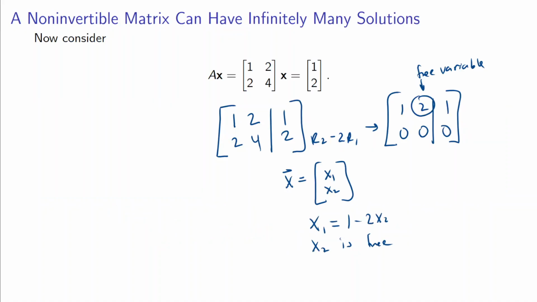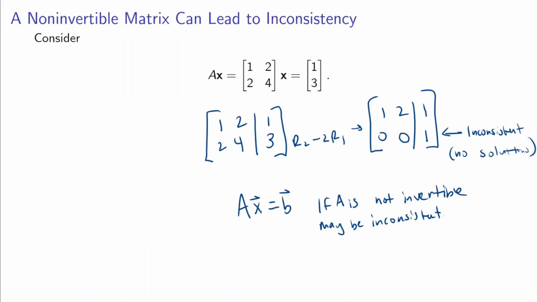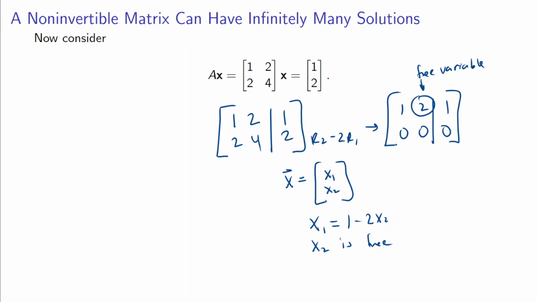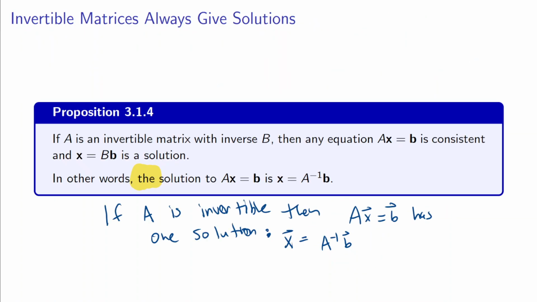So if A is not invertible, then we could have no solutions or infinitely many solutions. If A is invertible, we just have one solution. And remember, those are the only three options for these Ax equals B equations. We might have one solution, infinitely many, or no solutions. So whether or not A is invertible tells us if we're in the one unique solution scenario or one of the other two scenarios.